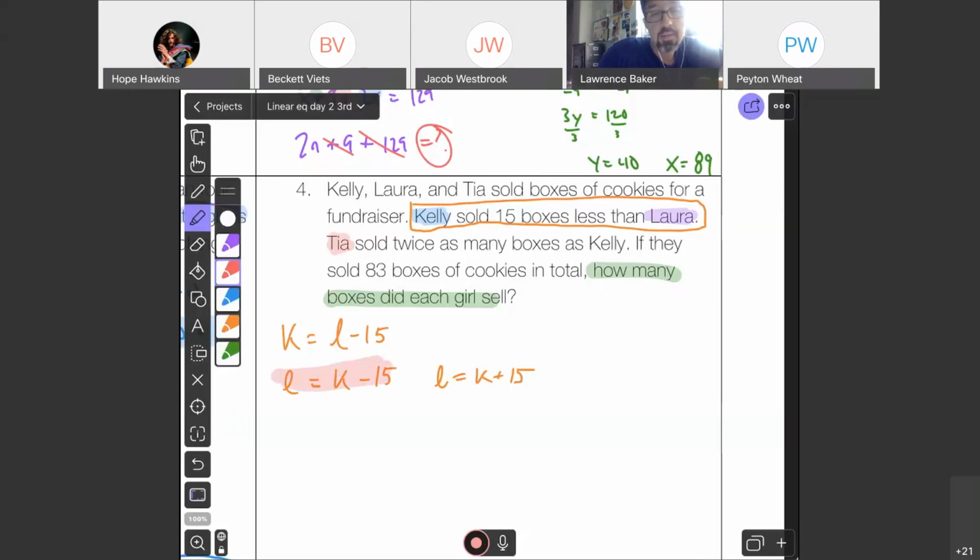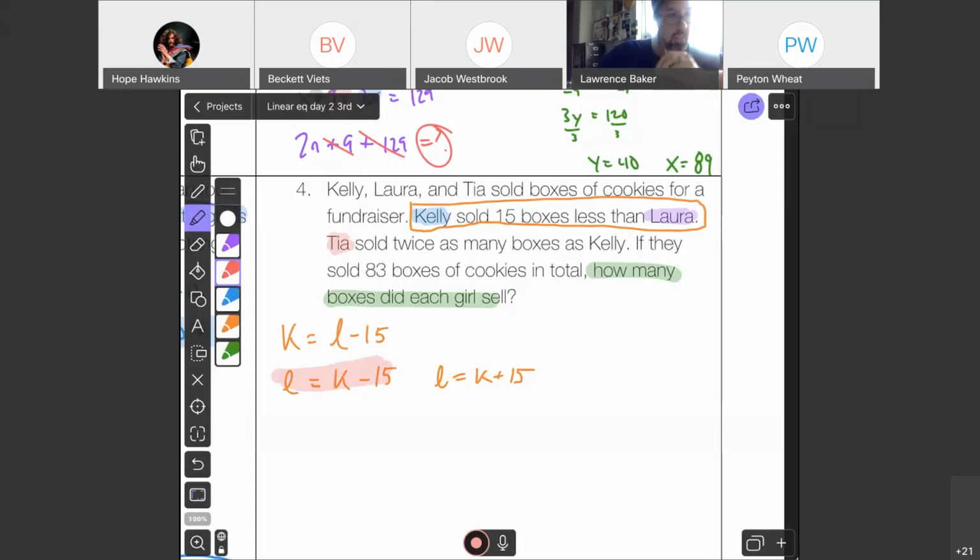What we're looking at here is writing a relationship equation, right? The number of boxes that Kelly sold is being related to the number of boxes that Laura sold. It's the same thing with the next one that says Tia sold twice as many boxes as Kelly. That's a relationship, right? Just like if I said I'm 20 years older than you, that's a relationship between our ages. Or if you have $50 more than me, that's a relationship between how much money we have. Those equations are really easy to mess up.